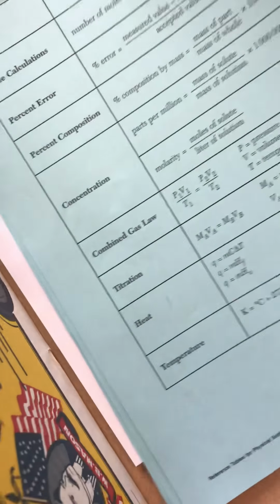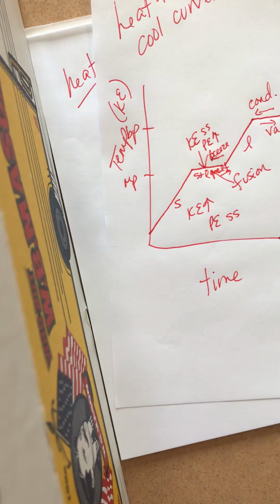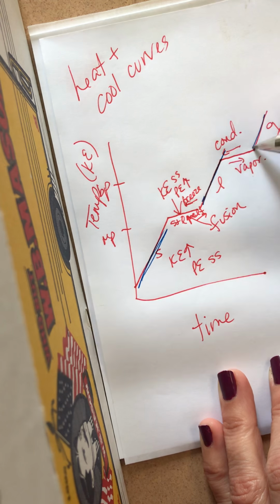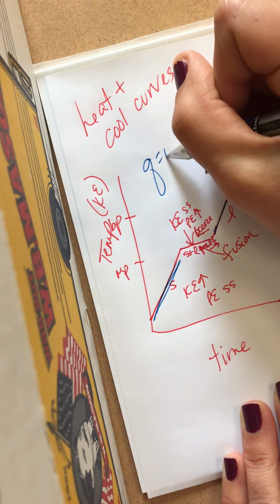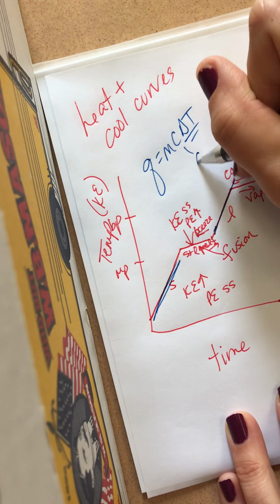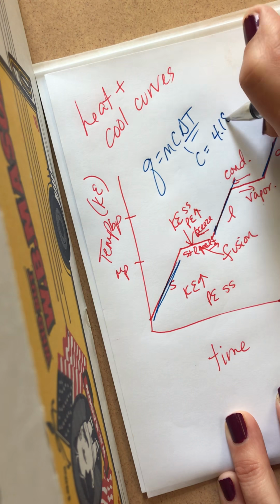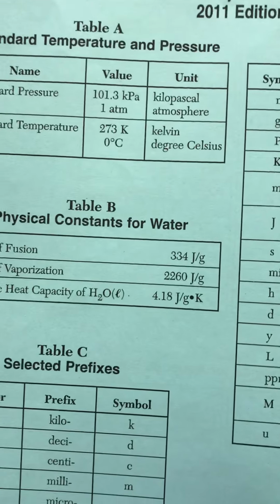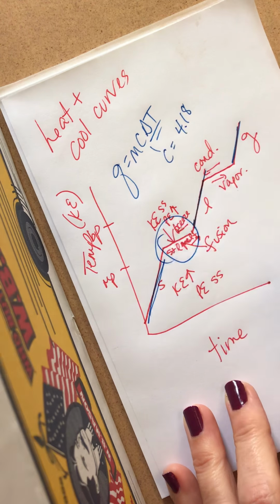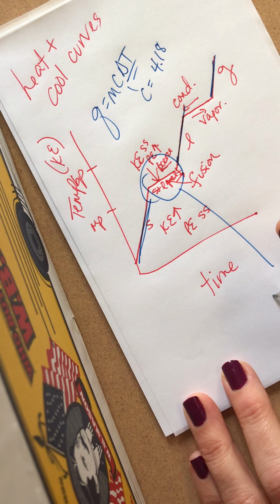I'm going to go back to this graph. If I am changing temperature, so if I'm in this region or this region here, I would use Q equals mcΔT, because the temperature is changing. And c, the value for c for water, is 4.18. So where do I get that from? Go back to the reference tables, and on the very front, Table B, specific heat of water, 4.18 joules per gram.